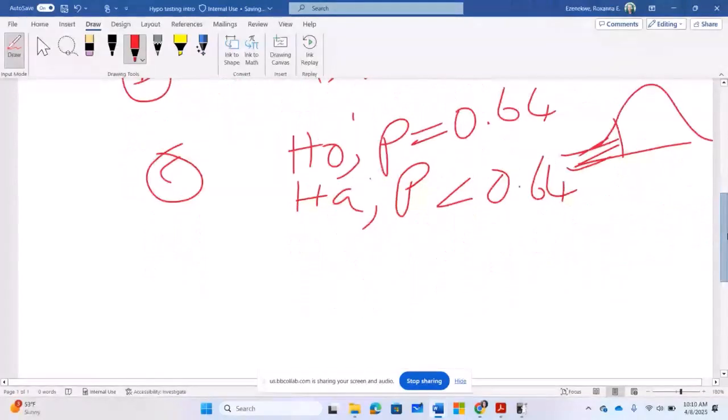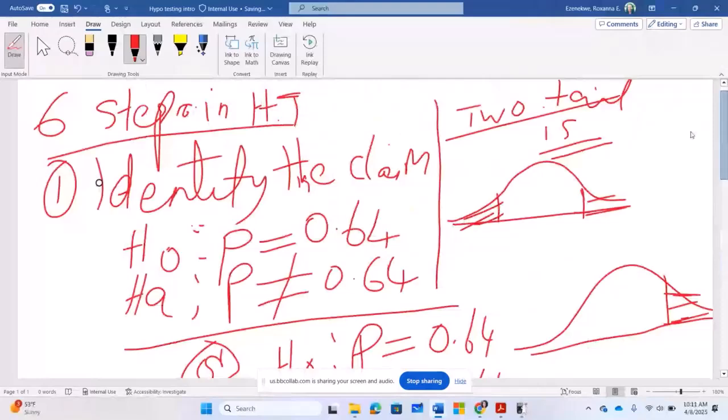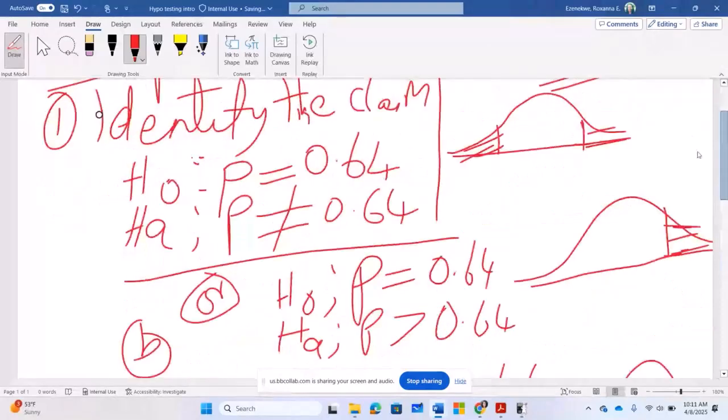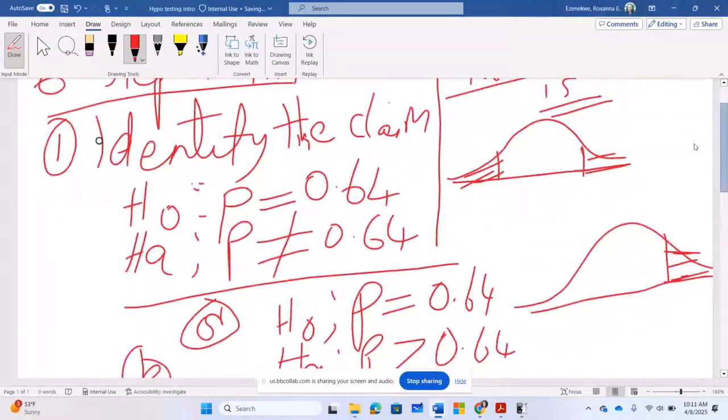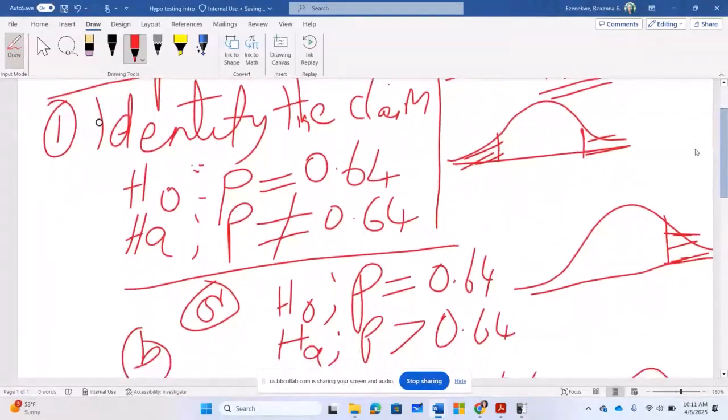All right, so now we just started with step one. So we have only written step one. In any hypothesis testing, you are only testing one of them. It could be you are testing A, or you are testing B, or you are testing C. It cannot be all of them. It has to be one of them.